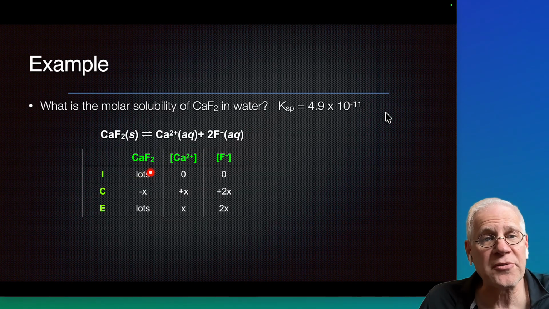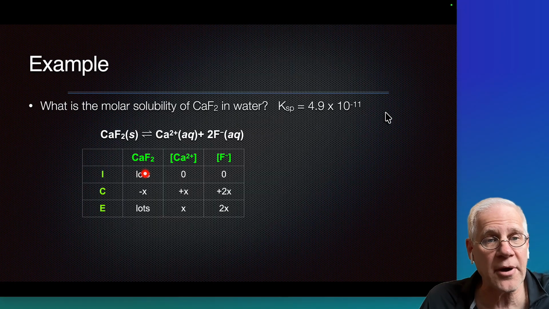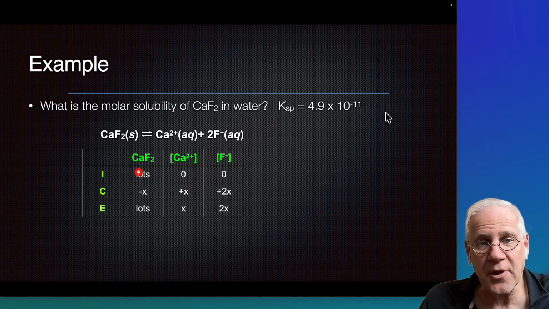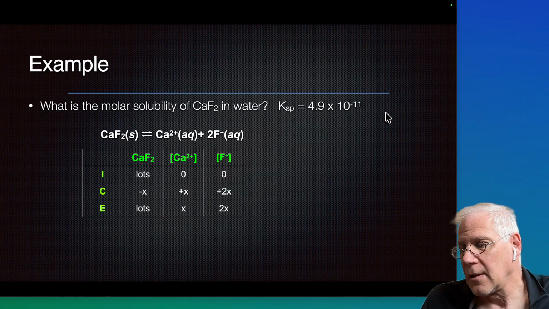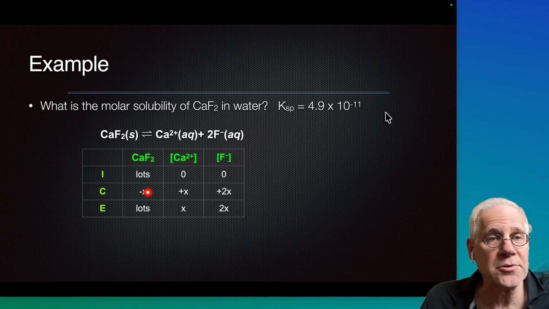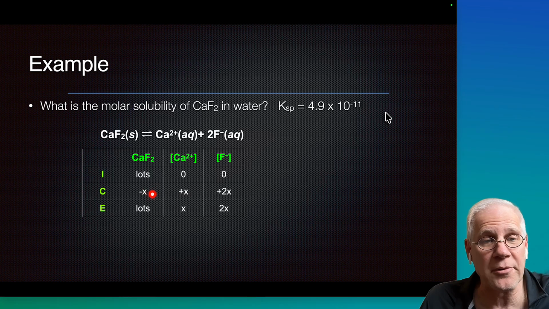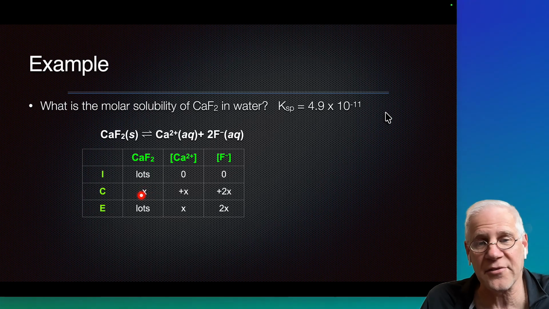For our solid, we always have more solid than we need before it saturates the solution, so we just say lots. It doesn't matter how much we have in here because it's not part of our calculation. Before the solid dissolves, we have no calcium and we have no fluoride. Now, the solid is going to lose some X amount. It's not really important what that X is for the solid, so minus X.